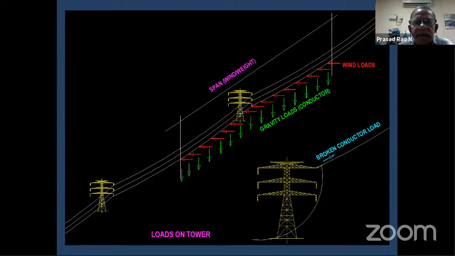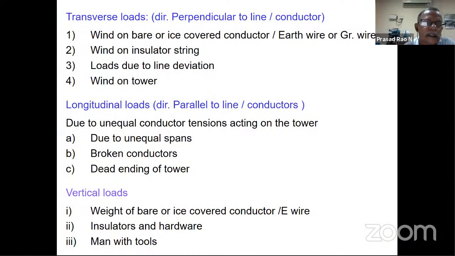So these are the types of loads: wind load on the conductor, whether it's a bare conductor or an ice covered conductor; wind load on the insulator string, and loads due to line deviation; and wind load acting on the tower itself, because the tower is obstructing the wind, so loads are created in the tower because of that. Then longitudinal loads due to unequal spans, as I said, and broken conductors and dead ending of towers. Dead ending means one side conductor will not be there, other side conductor will be there. Then vertical loads: weight of bare conductors, or wherever ice is there, ice will increase the weight. Then insulator and hardware.